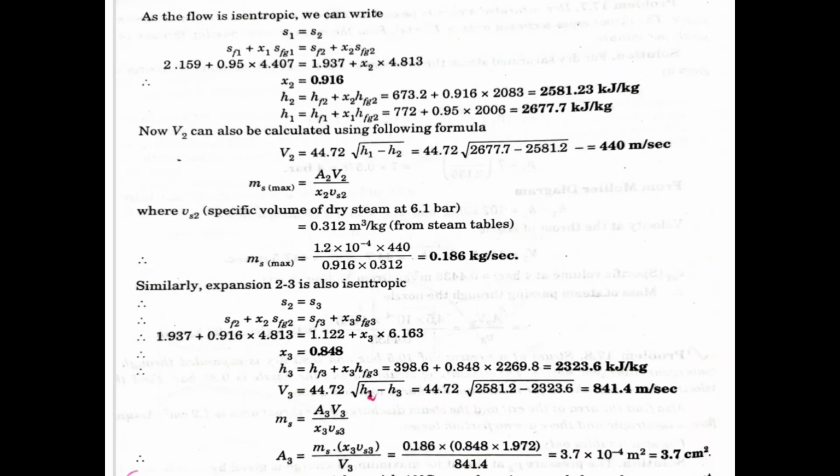So finally we have to find the exit area. We know the formula for the mass at the exit, m equal to A3 V3 divided by x3 Vg3. From this we find the A3 value. So A3 equal to 3.7 into 10 power of minus 4 meter square, that is 3.7 centimeter square.